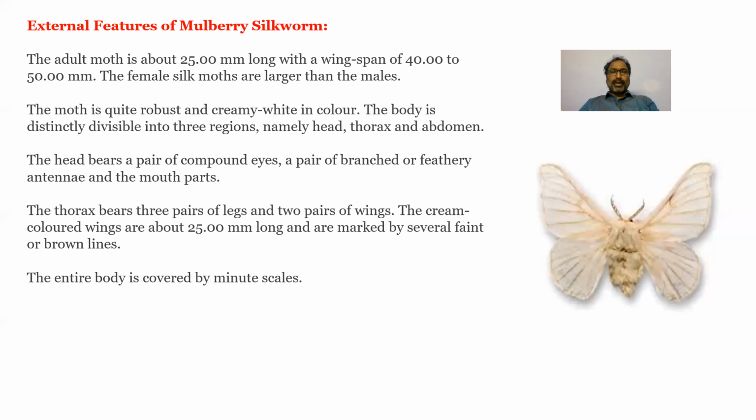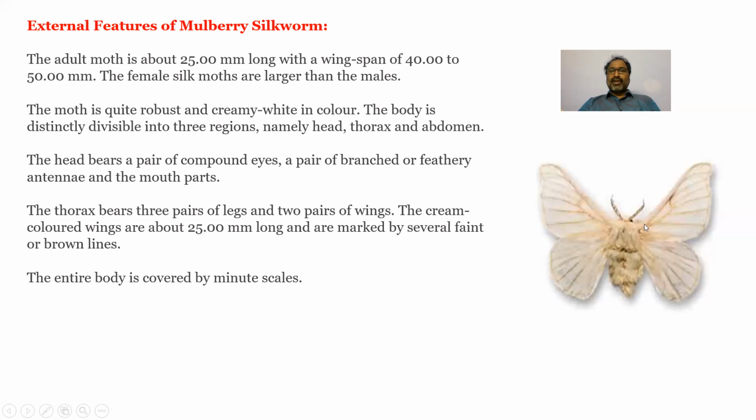The moth is quite robust and creamy white in color. They may be white, wheatish or creamy, depending on varieties. The body is distinctly divisible into 3 regions as in other insects, namely head, thorax and abdomen. You could find this portion is the head, this is the thoracic region, and this entire portion is called the abdomen.